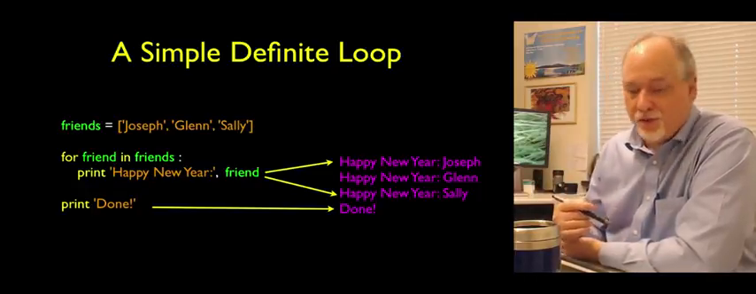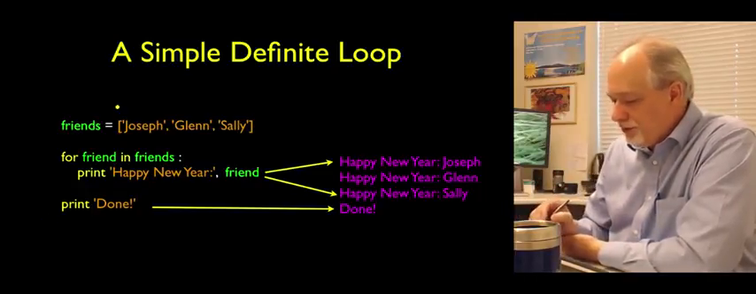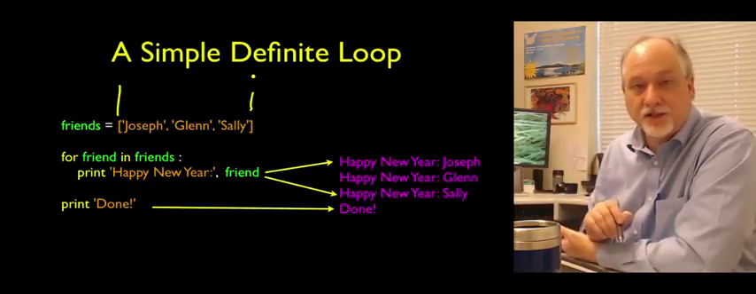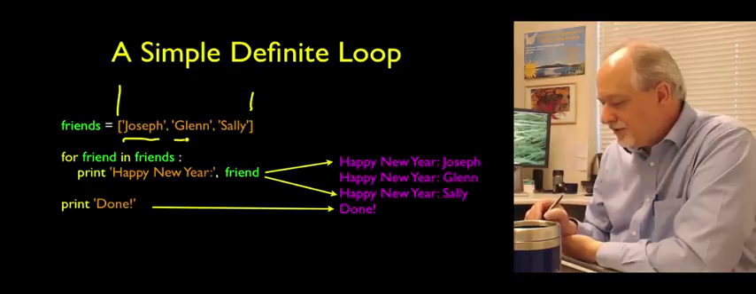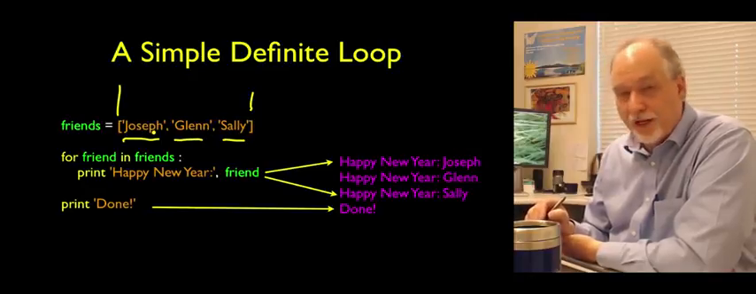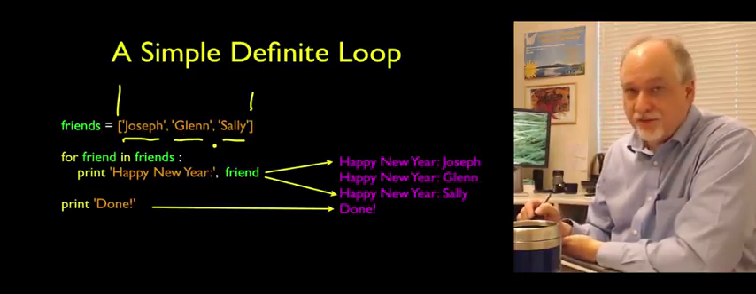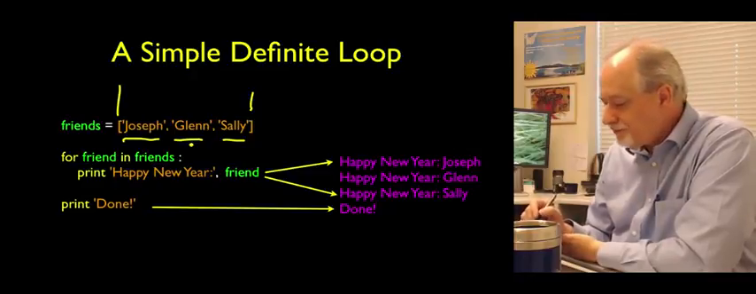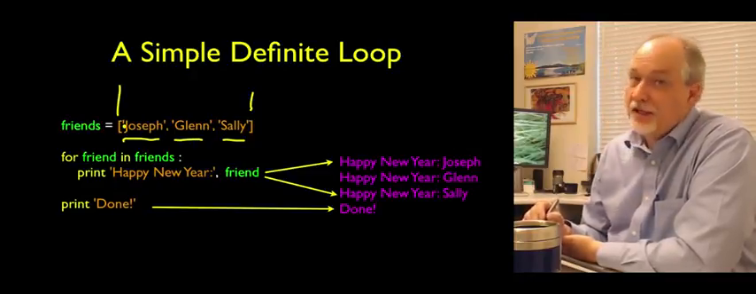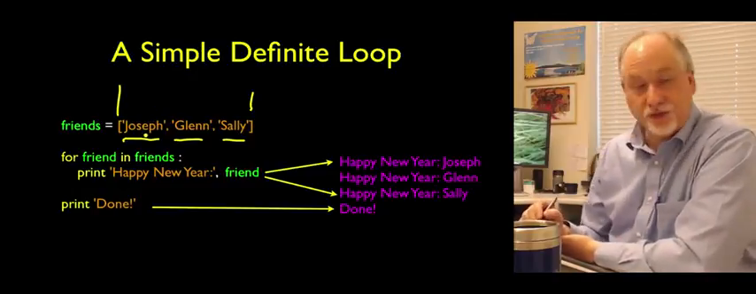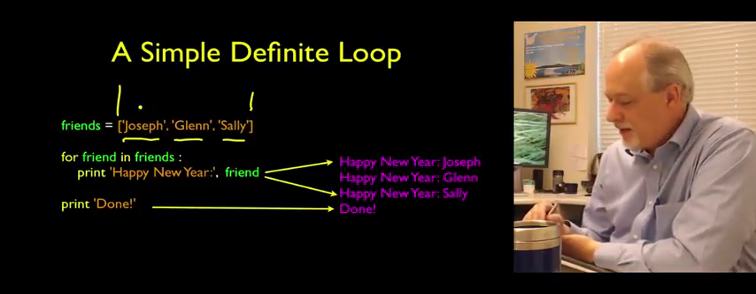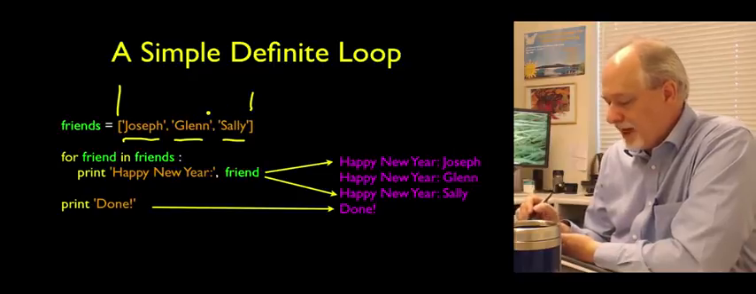But this is a loop where what it's going to loop through is a list. Square brackets make a list in Python. This is a list of 3 strings, Joseph, Glenn, and Sally. They're string constants, and then commas are how we make lists. And so friends is a mnemonic variable. Python doesn't know anything about friends in particular, but I've chosen this variable name to be friends. And it's a list of 3 people, Joseph, Glenn, and Sally.